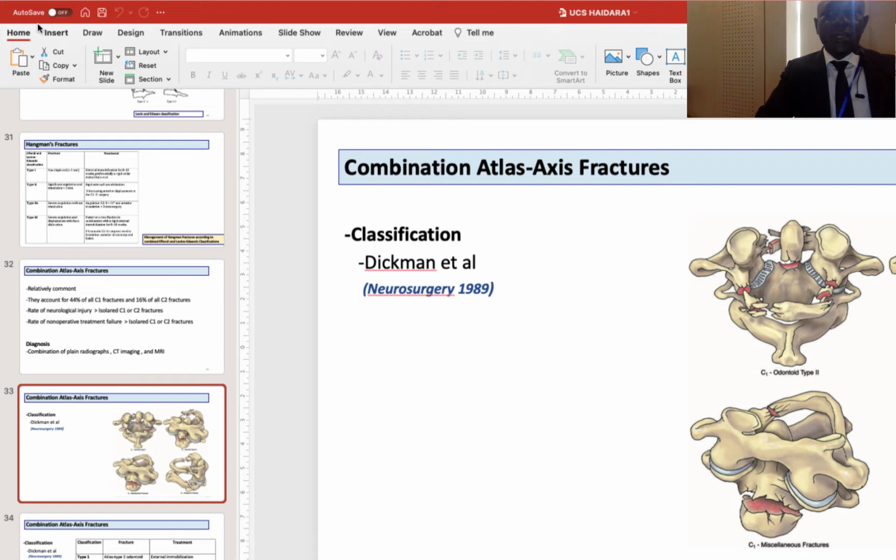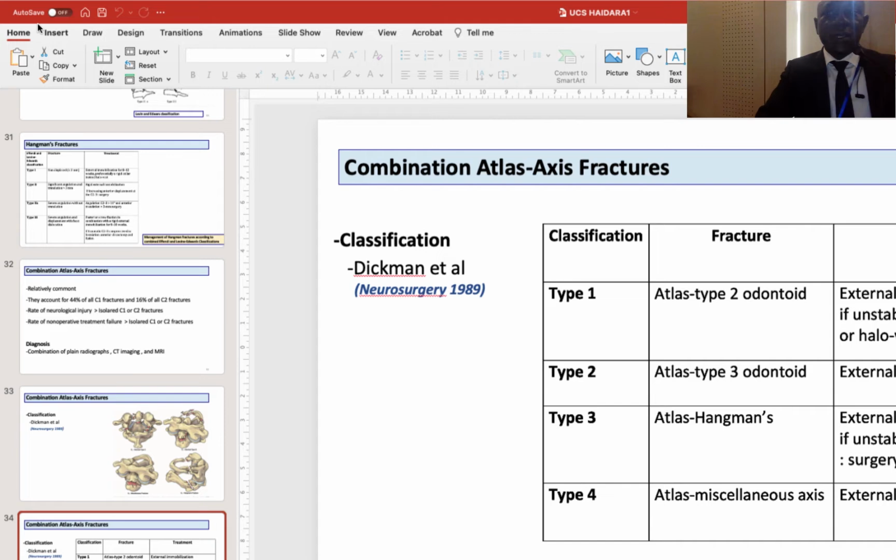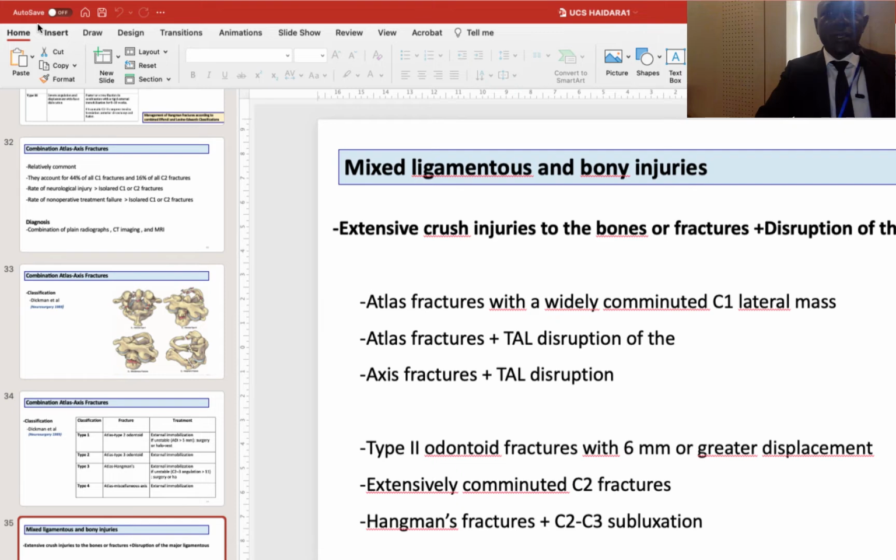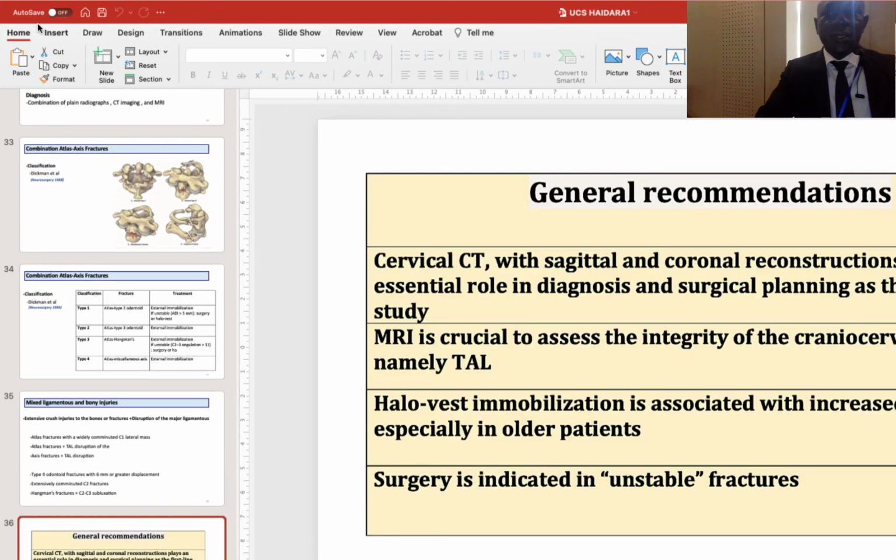The classification of Dickman. According to this classification, surgery strategy can be made, with surgery for the type 3, which are unstable.